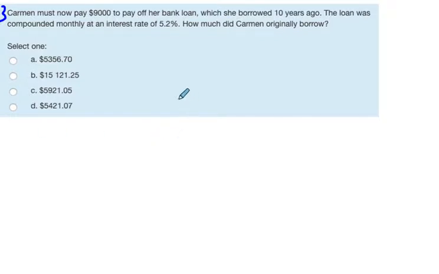Let's look at number 3. So Carmen must now pay $9,000 to pay off her bank loan, which she borrowed 10 years ago. The loan was compounded monthly at an interest rate of 5.2%. How much did Carmen originally borrow? So what do we have to do with this question? So when I read this question, I see that we started with a loan, and at the end of that loan, it's worth $9,000. So we're looking at what did we start with, and then we ended up with $9,000.